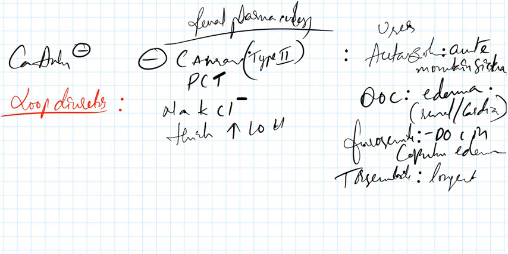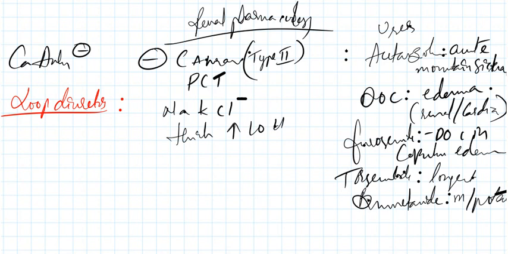Bumetanide is the most potent. I will write this. Bumetanide is most potent. Ethacrynic acid is the most ototoxic drug. Loop diuretics are most effective if GFR is less than 40, because loop diuretics are the most effective drugs in case of low GFR, that is less than 40.